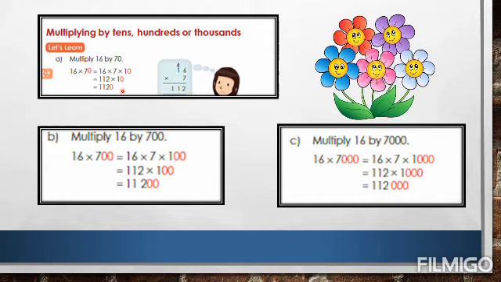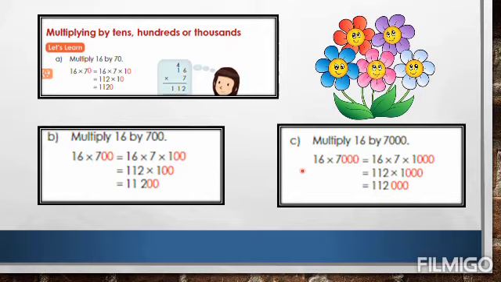So let's go to the next example, class, for letter B. Let's multiply now 16 by 700. The same process, class. We'll just multiply the non-zero digits, okay? So we'll just multiply 16 times 7, and since we already know that, we'll just put here 112, and then the two zeros from 700, just copy here. So your final answer now is 11,200.